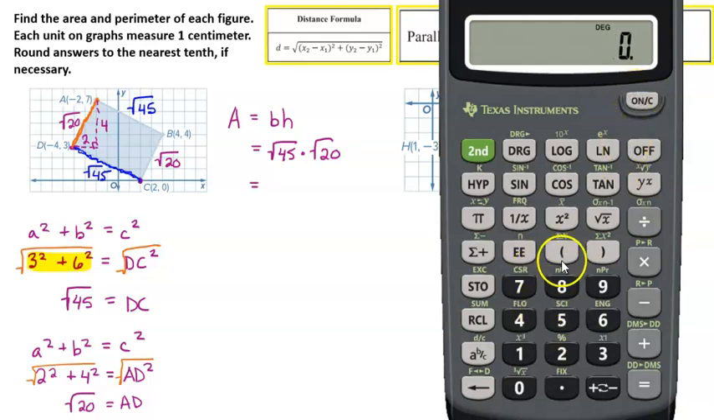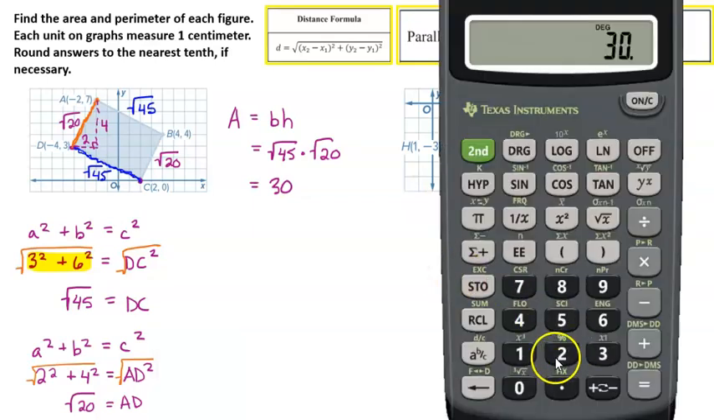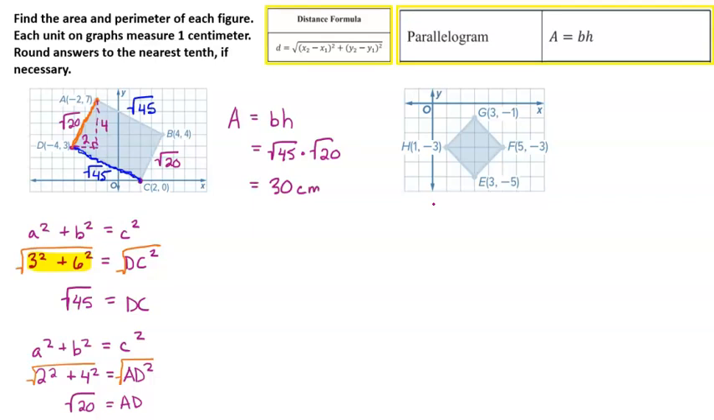And so we're going to do 45 square root times 20 square root equals, and we get straight 30. Okay, and the reason for that is 45 times 20, I could put them both under the radical, and that would be the square root of 900, which is just 30. And so the area for this one is going to be 30 centimeters squared because it's area.